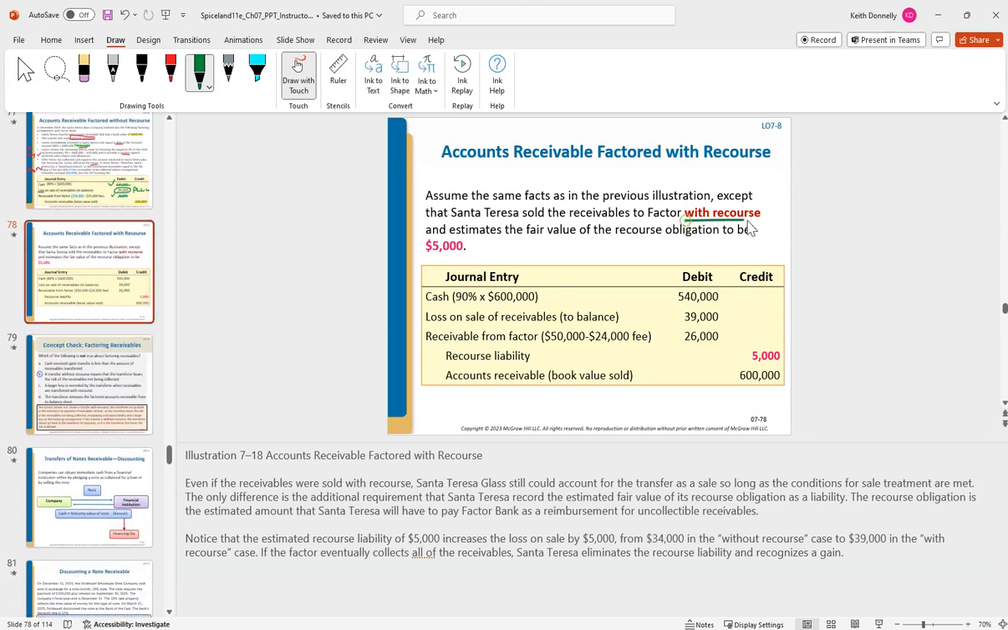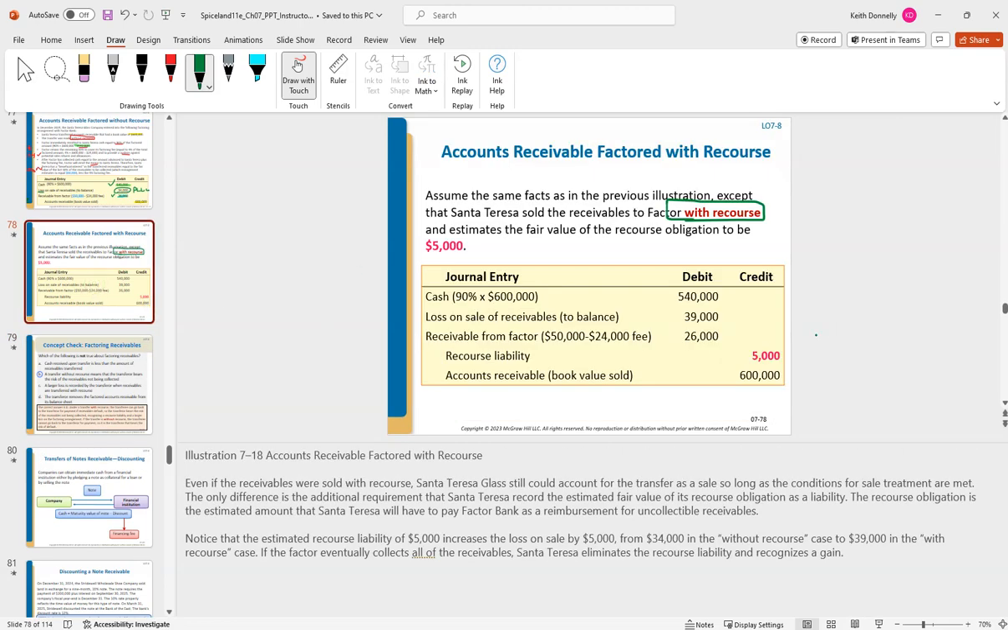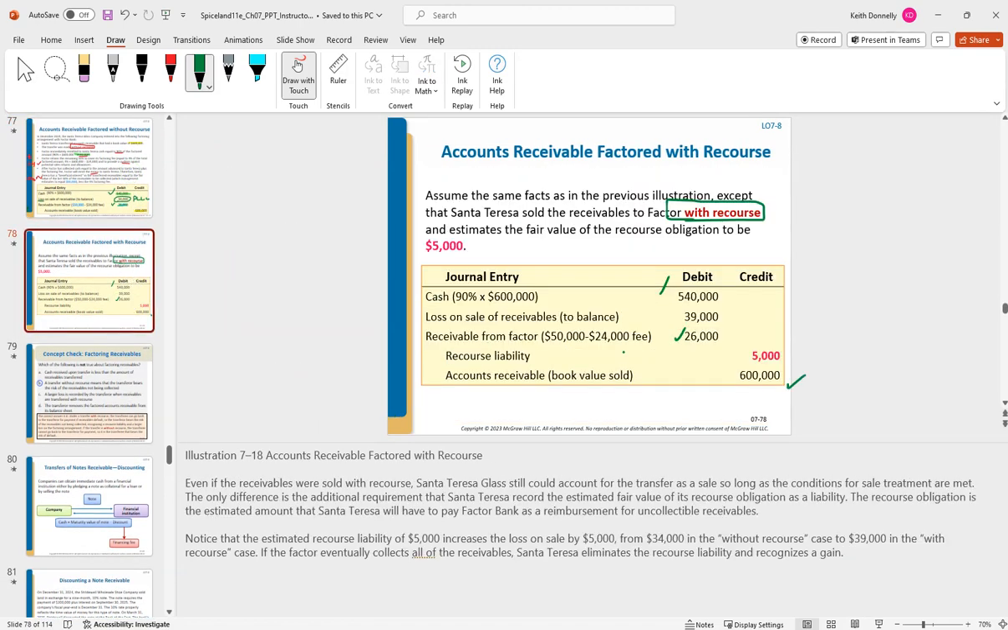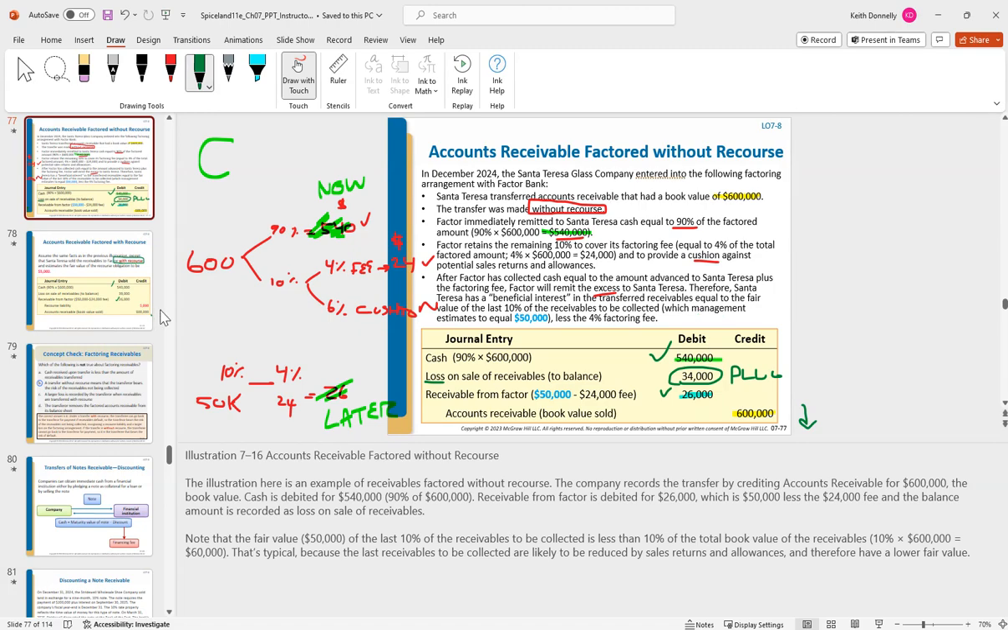Then they change the facts here. Same facts, except it's with recourse. We're going to have all of the same numbers with the same math we did, except if we compare it, it's 540, 26, 6. That's great. 540, 26, 6.